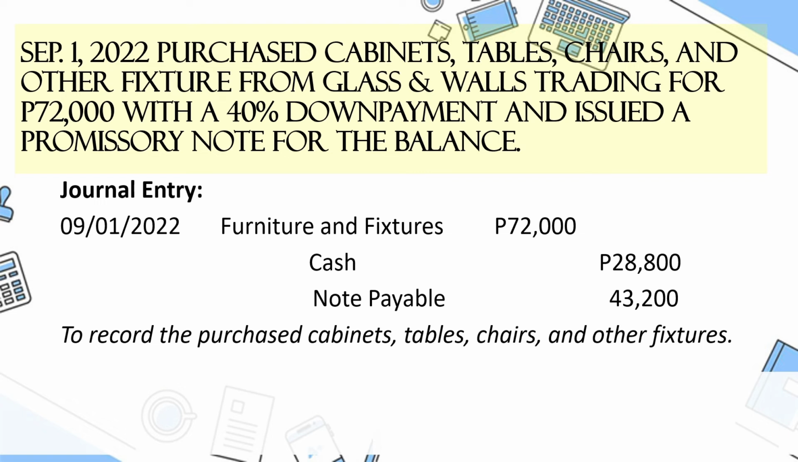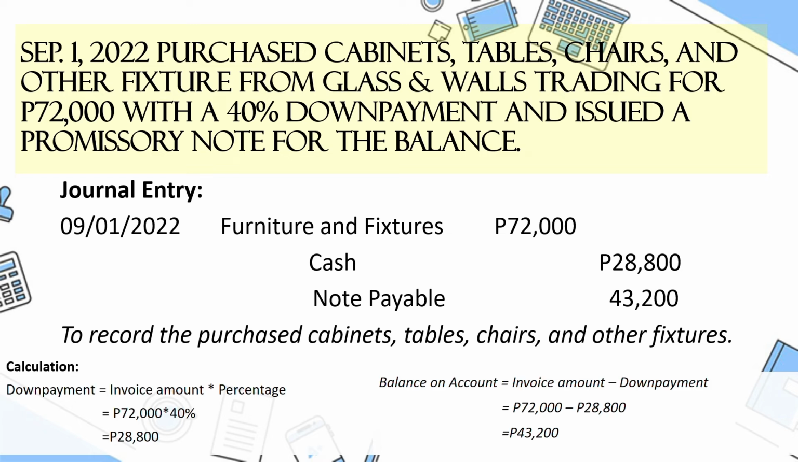Pareha ra sa previous example in which the down payment equals invoice amount times percentage, so 72,000 times 40%, that is 28,800. So mao ni siya atong gibayaran in cash as down payment. Next, the balance on the promissory note, so it is just the invoice amount minus the down payment. Invoice amount, which is 72,000 minus 28,800 nga down payment, which is 43,200. So that is the amount for our notes payable.